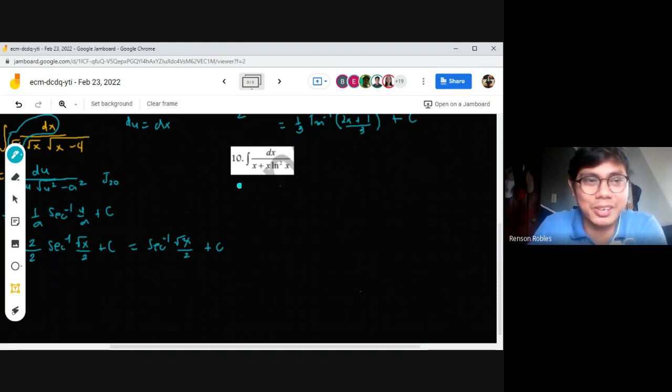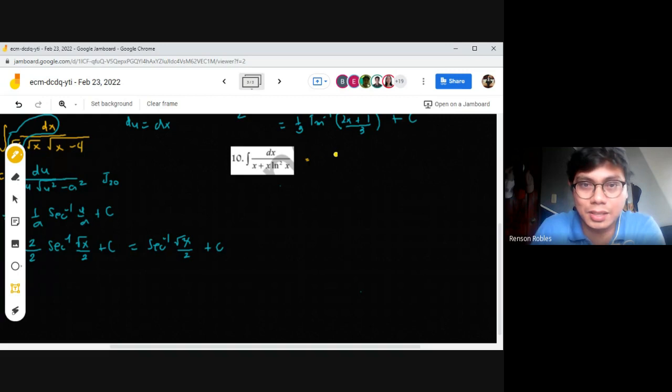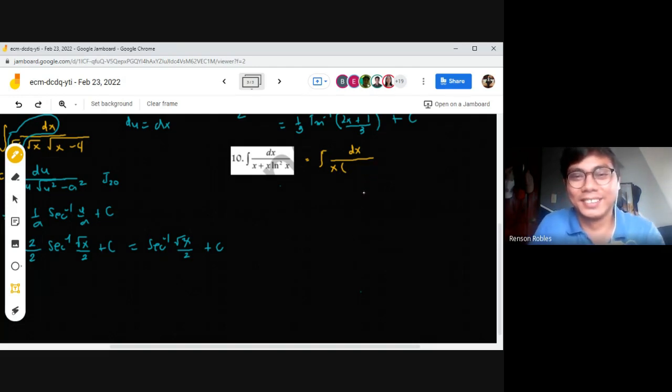So what we're going to do here is you factor out x. Integral of dx all over x times 1 plus ln square x.